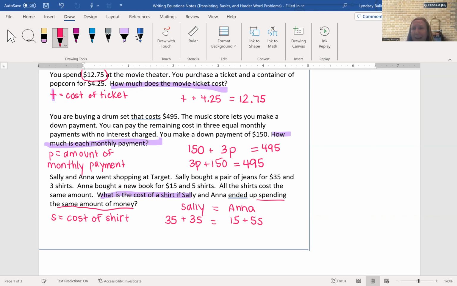Okay, I know this is not an easy skill. But we're going to practice this, and hopefully get pretty good at this. And we got this.